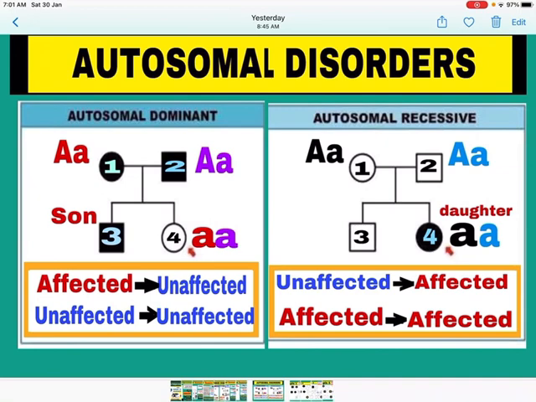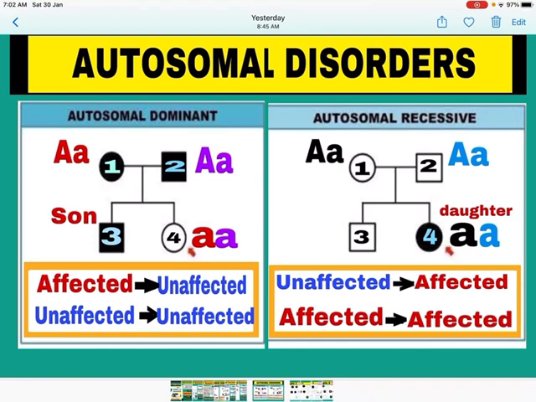Now, let us summarize Rule 3 and Rule 4 for identification of autosomal disorder. Rule number 3 for autosomal dominant disorder, see first pedigree. Here, affected parents 1 and 2 are having unaffected child number 4. This child is not affected here. And also, if parents are unaffected, all children will be unaffected. So note rule number 3 for autosomal dominant trait identification in pedigree.